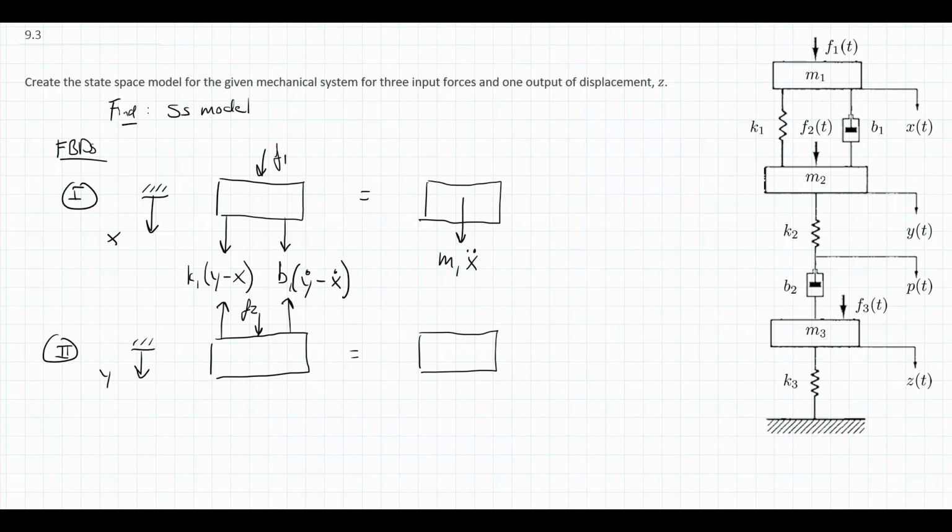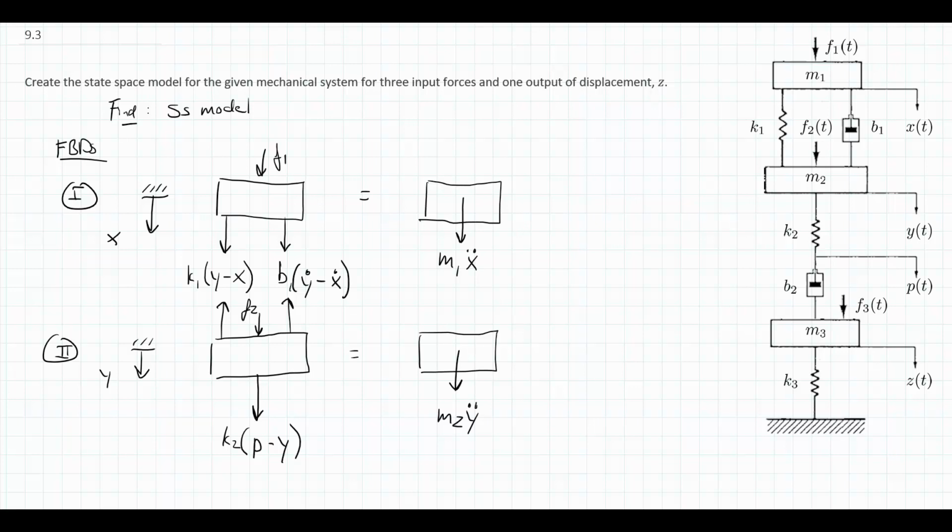And then directly touching M2 is spring K2, so assuming tension there, that is going to be K2, and I'll put this centrally. And K2 is stretched if P, the nodal displacement, is positive down, and Y is negative, so P minus Y for spring K2. And then this inertia is going to be M2 times its acceleration, Y double dot.